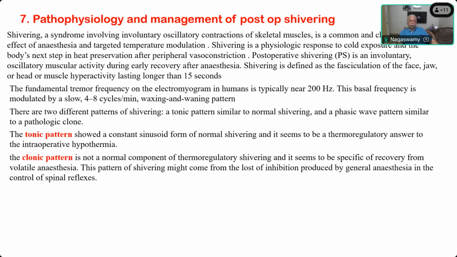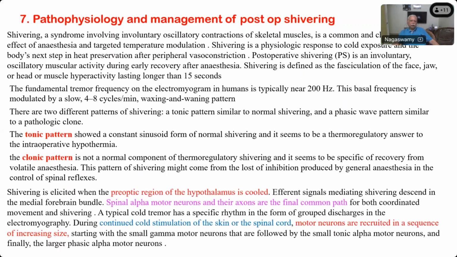Whereas the tonic pattern is a type of shivering which is physiological, which is stimulated to generate more heat, and it is elicited by a region of the brain that is important. This is the preoptic region of the hypothalamus, which gets cooled by the drop in temperature. So what happens? The hypothalamus sends signals mediating shivering, descending in the medial forebrain bundle. So spinal alpha motor neurons and their actions are the final common pathway for coordinated movement and shivering.